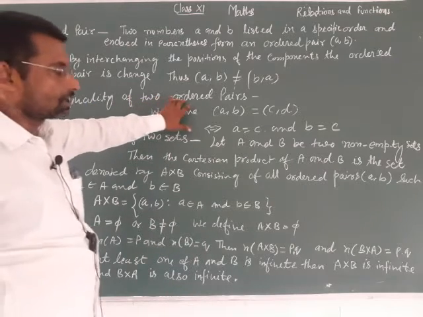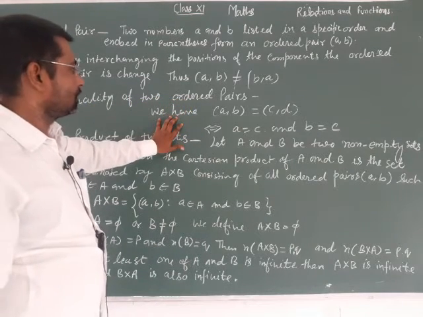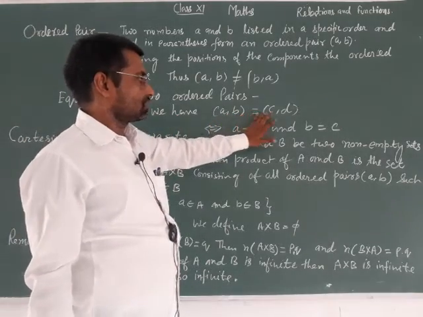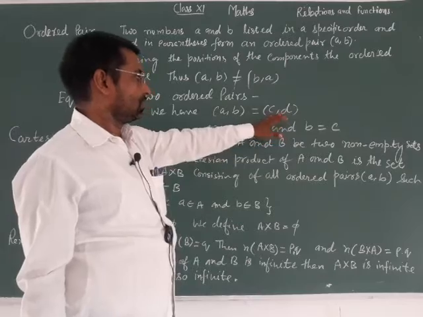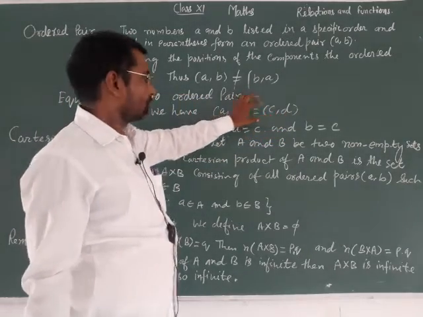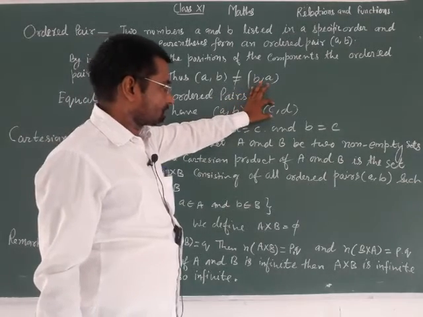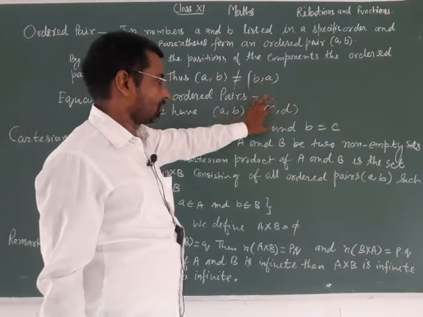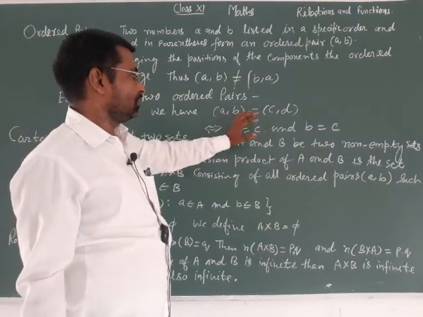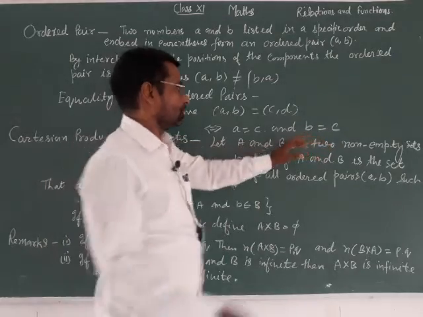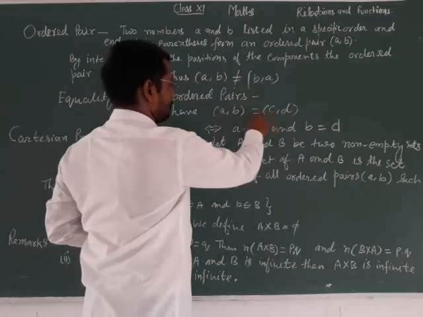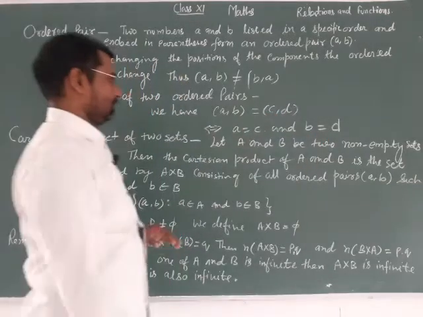Equality of two ordered pairs. If we have (a, b) equal to (c, d), then in equality the first component equals the first component of the second ordered pair. So a is equal to c and b is equal to d.